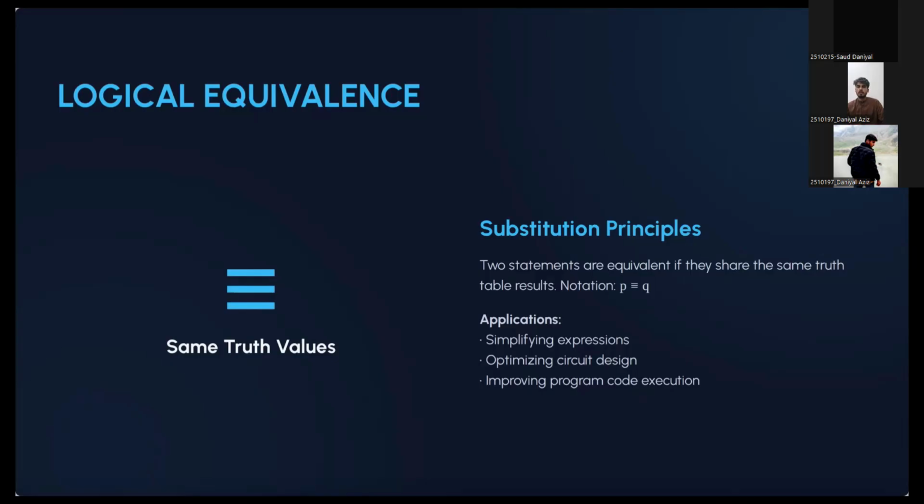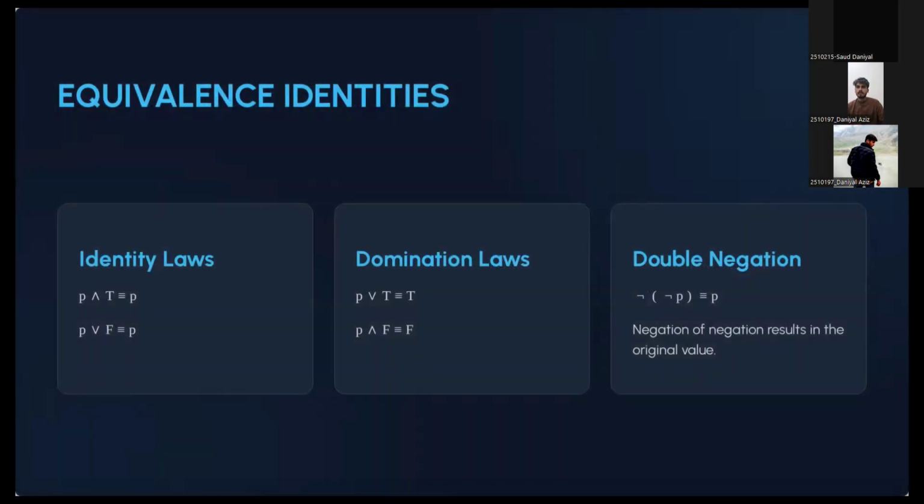Now we will move on to our next slide, equivalence identities. Equivalence identities are a set of logical rules that help us simplify logical expressions, just as algebra has formulas for simplifying mathematical expressions. Propositional logic has equivalence identities for simplifying logical statements. Let's discuss some important identities. Identity law. The identity laws state that combining a proposition with a neutral value does not change its original meaning.